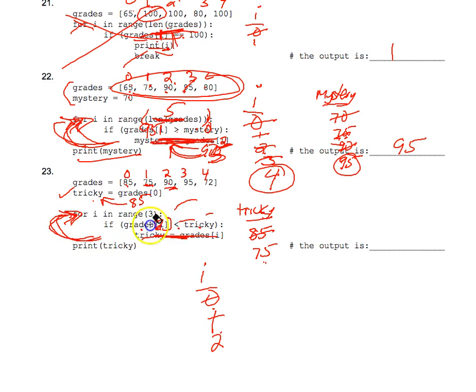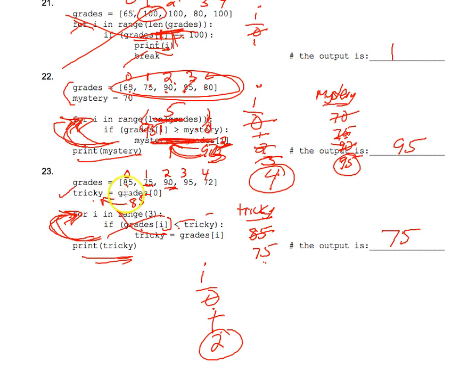Now here's where it really gets tricky. Because of this 3, because we did not put len grades here, like in these previous problems, because of that 3, and I is currently 2, the for loop stops. It doesn't hit the 3. That's the way for loops work. It just stops. And we're done with the for loop. We're now printing tricky, which is 75.